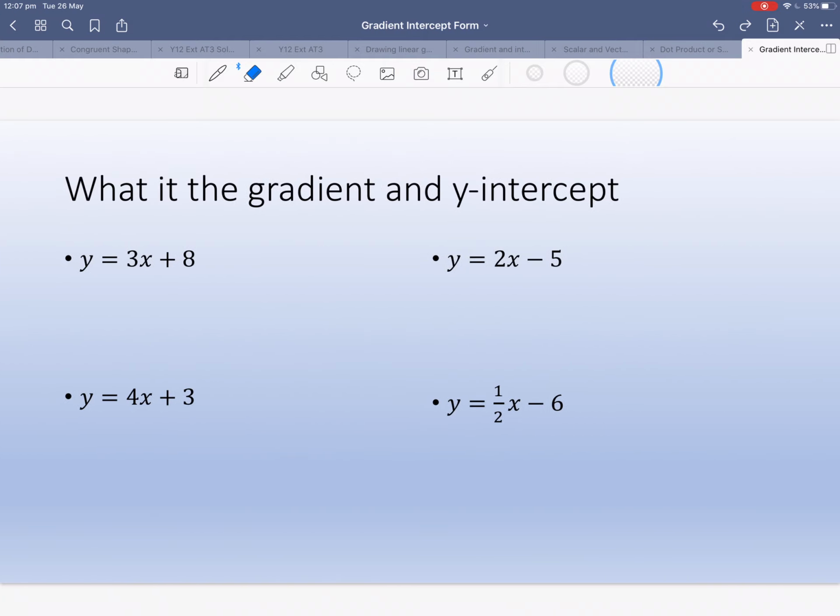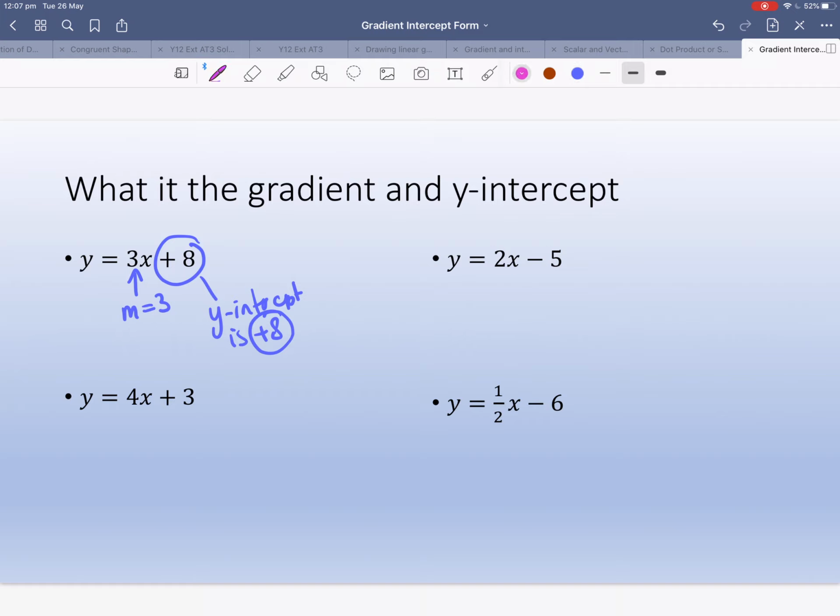Okay, so what is the gradient and y-intercept? Well, remember, the gradient is the number in front of the x. So that's this one here. So I can go gradient equals 3. What's the y-intercept? Y-intercept is +8. Okay? I want you to pause this video and do the rest.